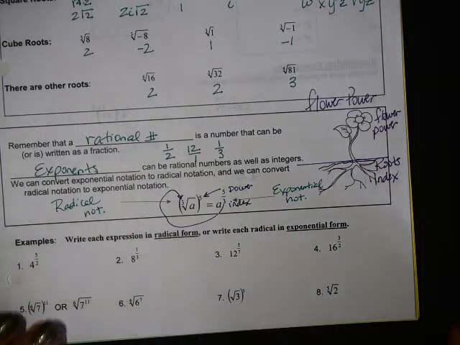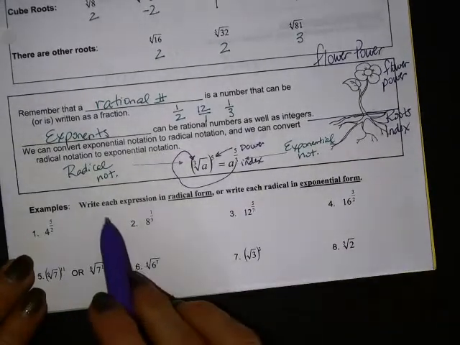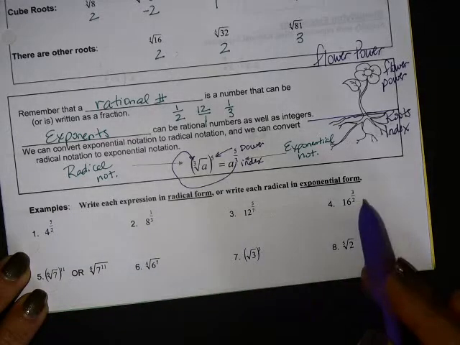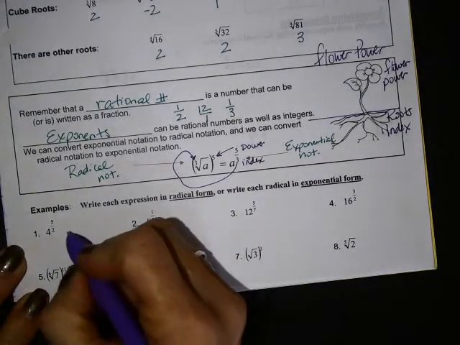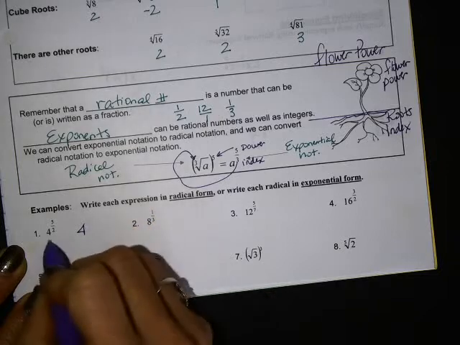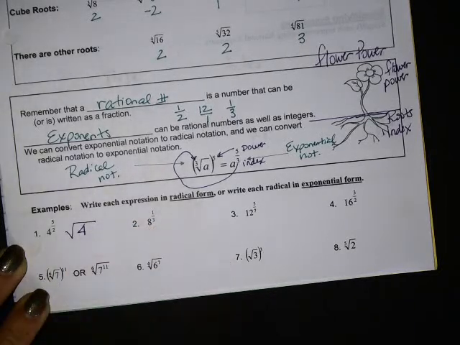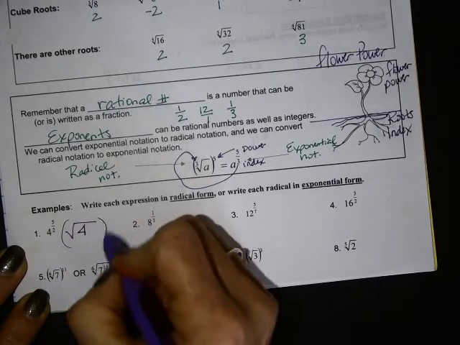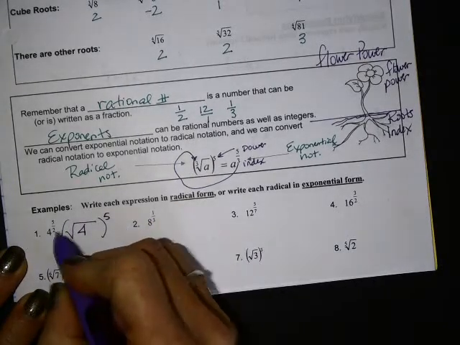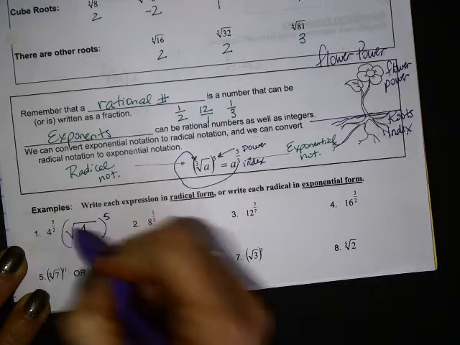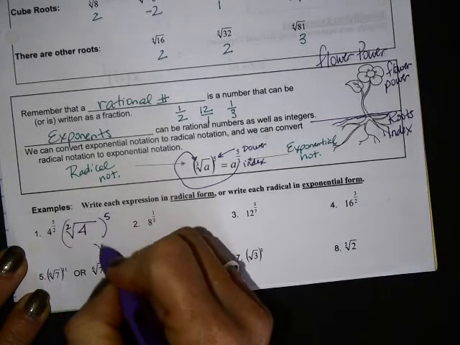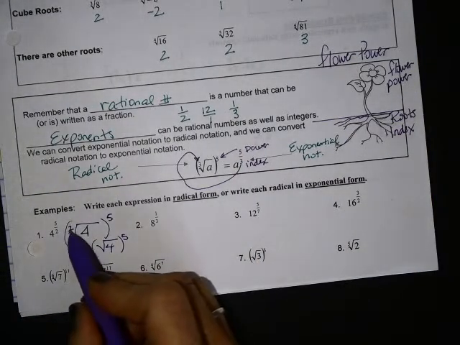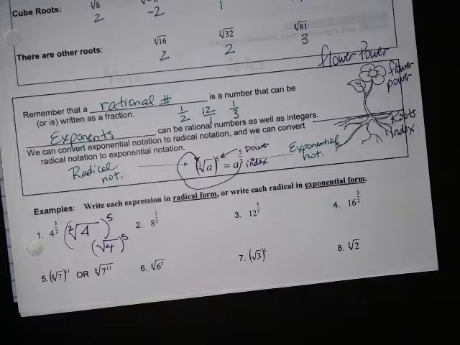So all we're going to do right now is just take a minute and practice writing each expression in radical form, because see, these are all in exponential. So the first one, the 4 always goes inside. It's your radicand. Put your radical around it. 5 is your power. It goes out here. 2 is the index. So you can put it right there, like that, or you can just write it like this. Remember, if the 2 is not there, we know it's a 2.